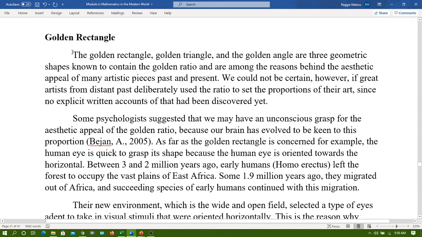The golden rectangle, golden triangle, and the golden angle are three geometric shapes known to contain the golden ratio and are among the reasons behind the aesthetic appeal of many artistic pieces past and present. We could not be certain, however, if great artists from the distant past deliberately used the ratio to set the proportions of their art, since no explicit written accounts of that have been discovered yet.